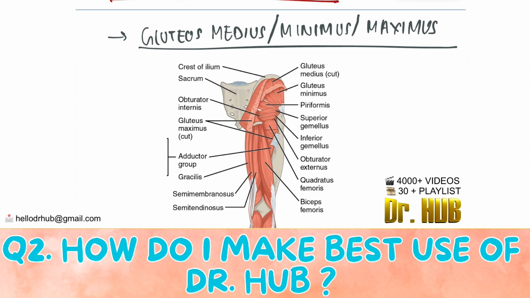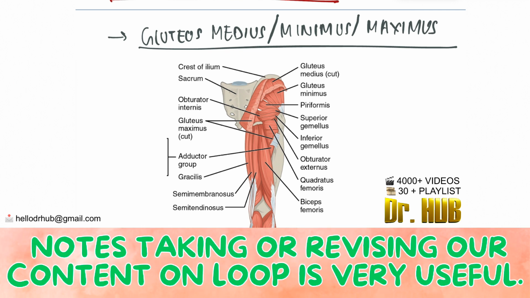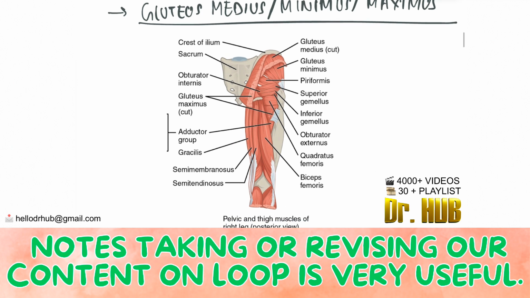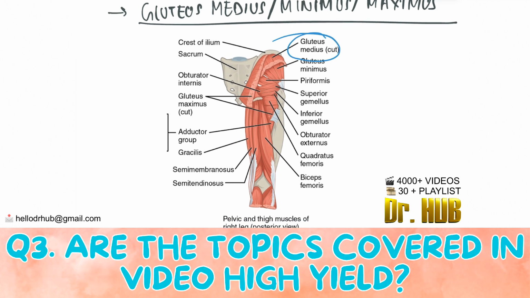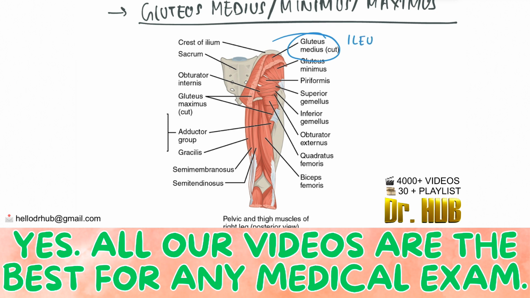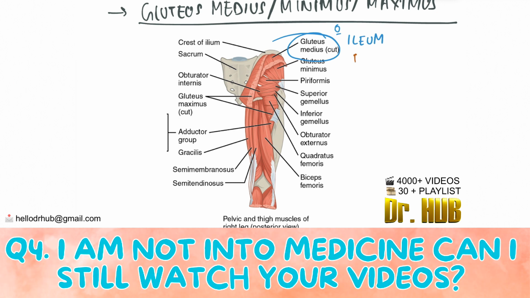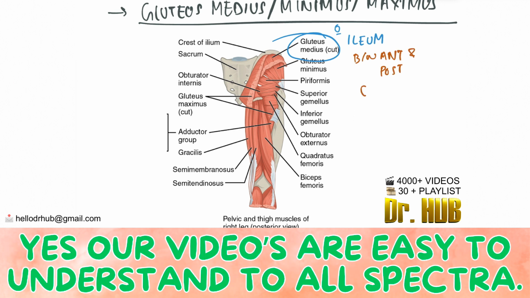So now let's look at each type and let's look at the origin first. First is the gluteus medius. The origin of the gluteus medius is from the outer surface of the ilium, between the anterior and the posterior gluteal line.